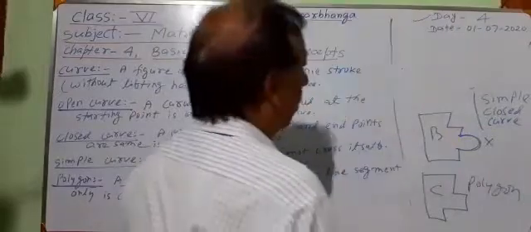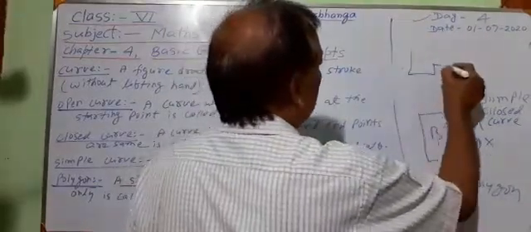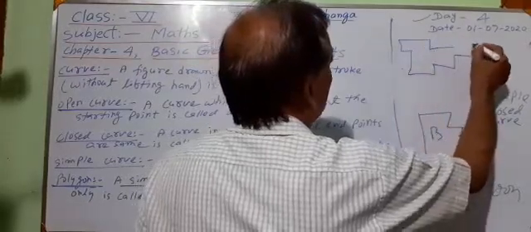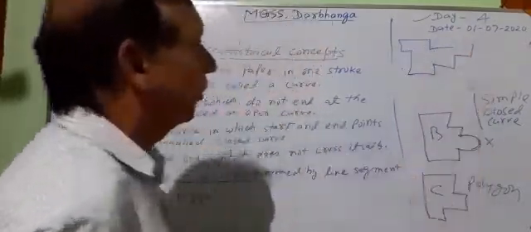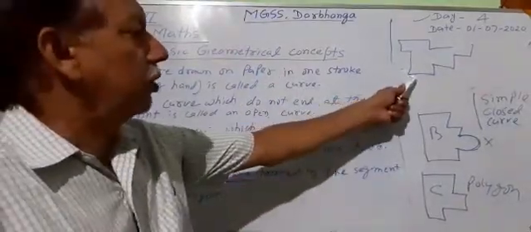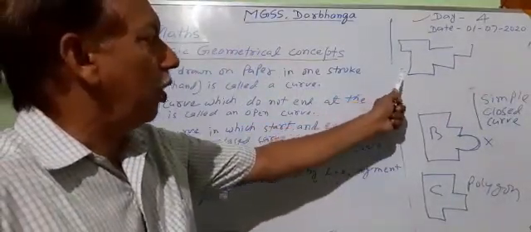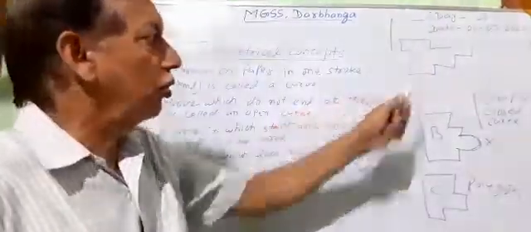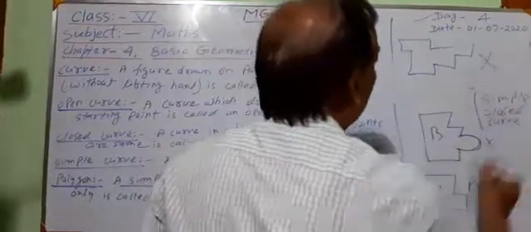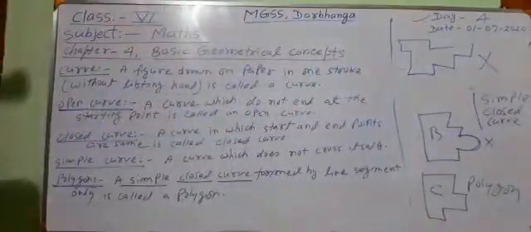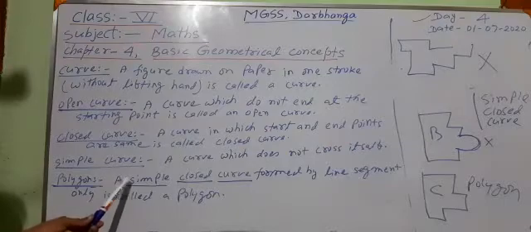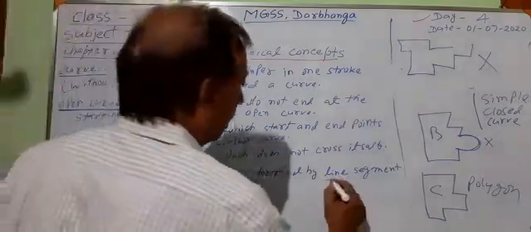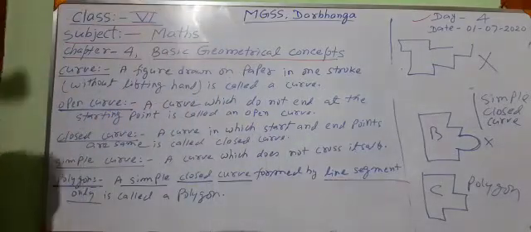Is this a polygon or not? This is formed by line segments only. This is formed by line segments only. Now is this a polygon or not? This is simple, no side is crossing. But this is formed by line segments, but this is not closed. So it is also not a polygon. So what conditions should be fulfilled? That figure should be a simple closed curve formed by line segments only. Then that will be a polygon.